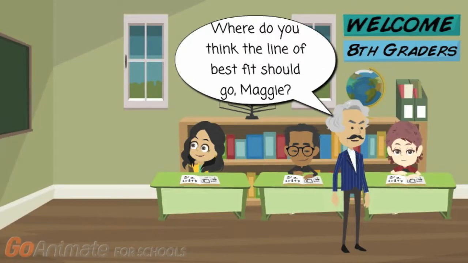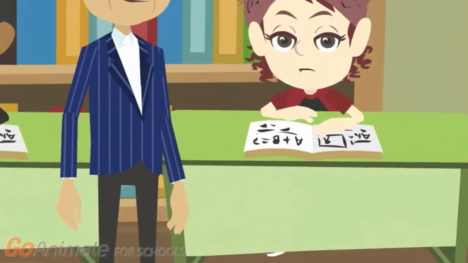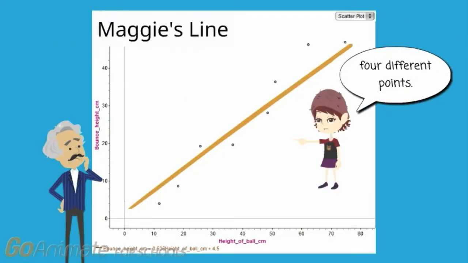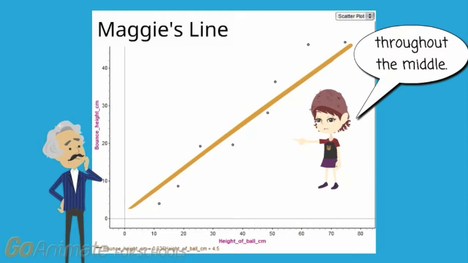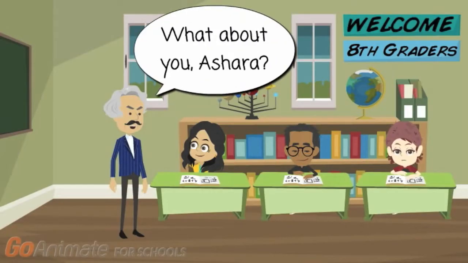Where do you think the line of best fit should go, Maggie? So I think this one should go in the middle, also because on each side there are 4 different points. So it may show the average bounce height versus the drop height throughout the middle. So I think that best represents the data. What about you, Ashara?